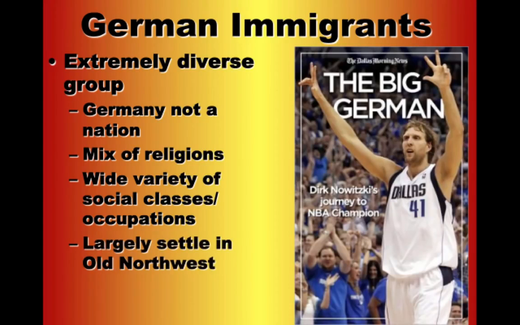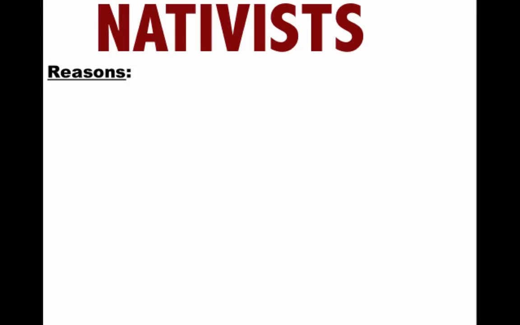They're going to settle largely in the Old Northwest, buying up land and settling in farms, but also in some cities as well. And they're going to establish these German communities, like for instance, in St. Louis, a very vibrant German community during this period of time.